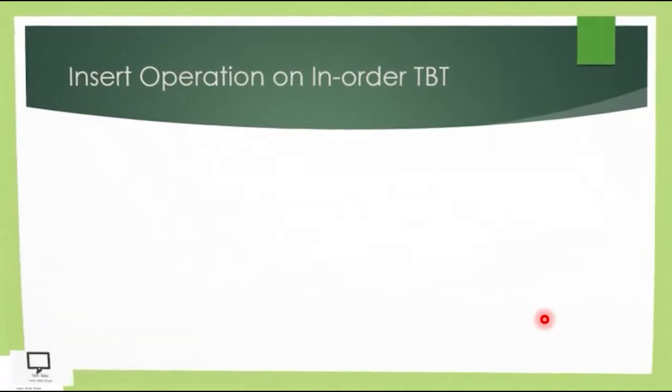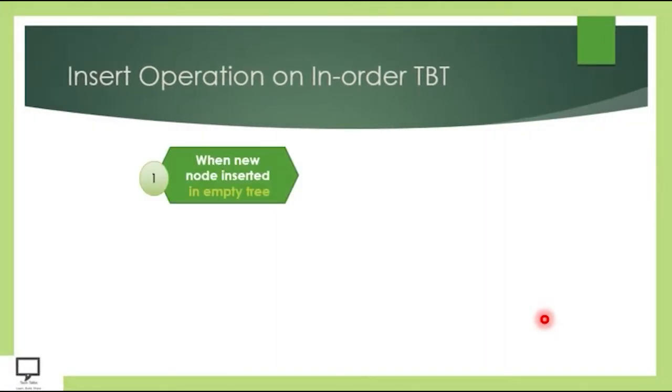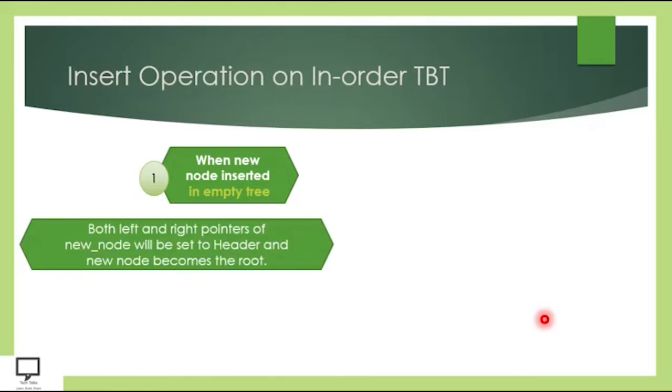Let's focus on the first case. Whenever we want to create a threaded binary tree, we are supposed to insert a first node first of all. Before that, your tree must be an empty tree. In this case, both the left and right pointers of the new node will be set to the header, and the new node becomes the root node because this is the first node. Initially, when we create a node, we initialize the left pointer and the right pointer to null. But as all of you know, the threaded binary tree is always free of null pointers. So that's why the left pointer and the right pointer both will point to the header node. And as this is the first node, it is going to become the root node.